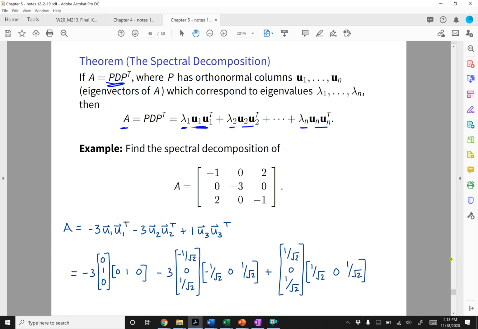This kind of product, though, is a little bit different. It looks like we've seen U1 transpose U1. That looks something like 1 0 0, 0 0 1, or something like that. And if you do the dot product, it's a different way of writing the dot product, and we just get out a number. But this is different.